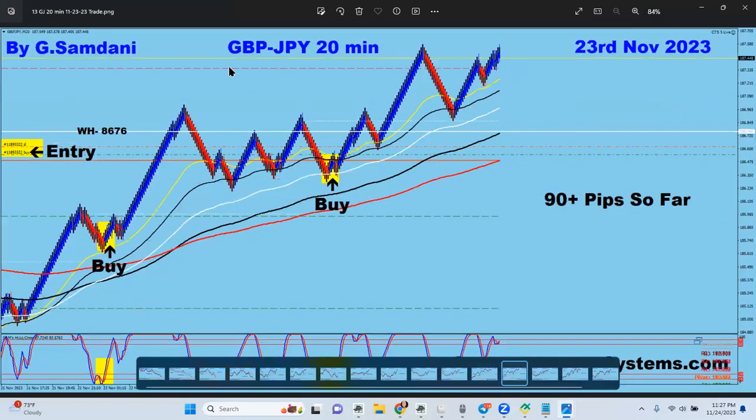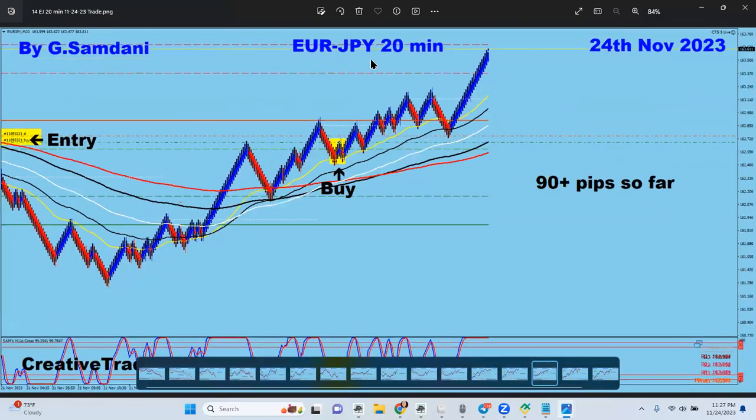On the 23rd, pound yen again. This was the first one. This is the second one for 90 pip. And this is euro yen. See how so many yen pairs, yen trades, because of that yen index chart. I'll show you. And on the 24th, 95 euro yen.